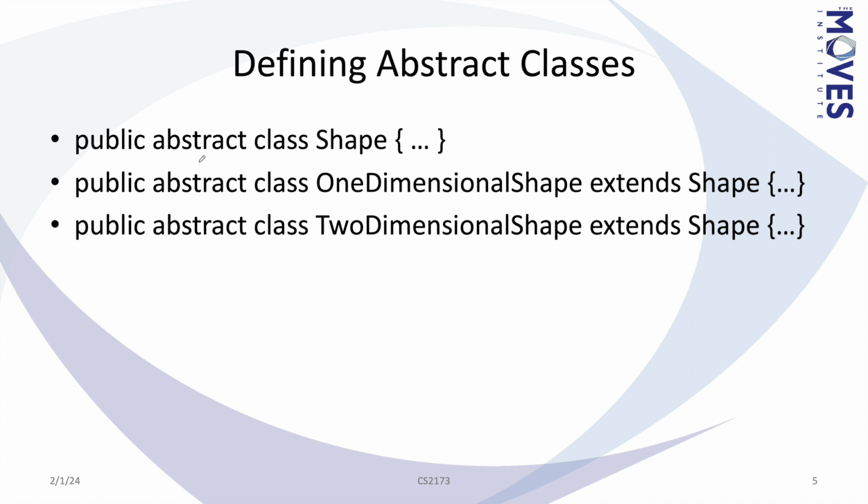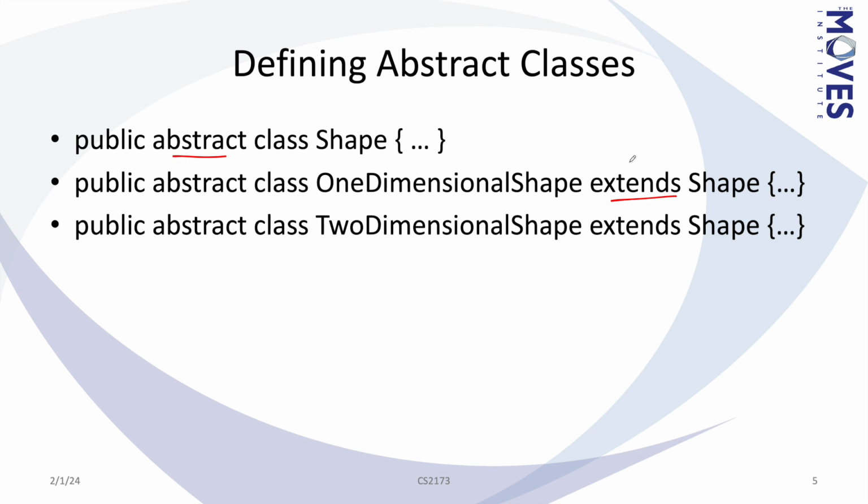So how do we actually do it? Well, there's a keyword, abstract. I would declare shape to be public abstract class Shape. And similarly, public abstract class. Now, how do I indicate that I'm subclassing? I use the extends keyword. So one-dimensional shape would be public abstract class OneDimensionalShape extends Shape. And two-dimensional would extend Shape. Now, the thing to understand here is that I can only extend one class.